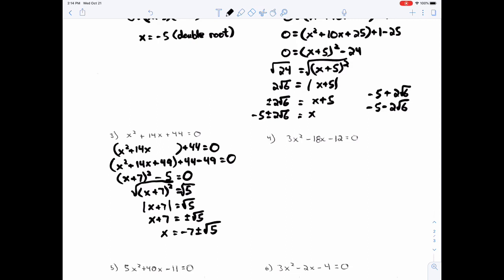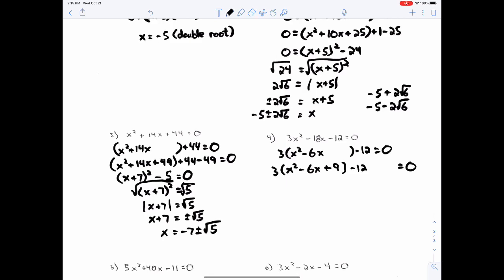Okay, here. Now I'm going to do it one way and then I'm going to show you something afterwards, okay? So I'm going to separate the 3 and the 12. Stick them outside of parentheses, just like we did before. Take the 6, cut it in half and square it. And that gives me 9. Now, remember, by writing plus 9, I was not adding 9. I was adding 3 times 9. Right, because that 9's inside of parentheses with a 3 outside of it.